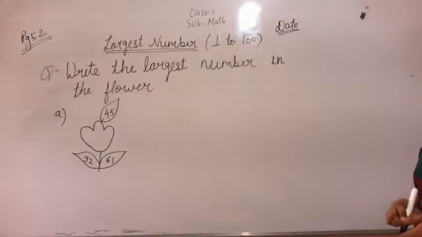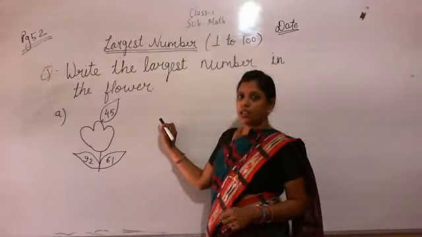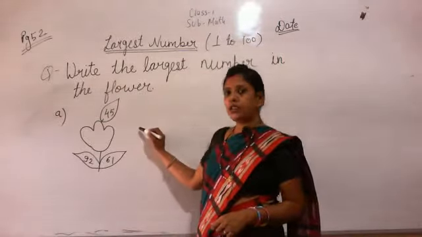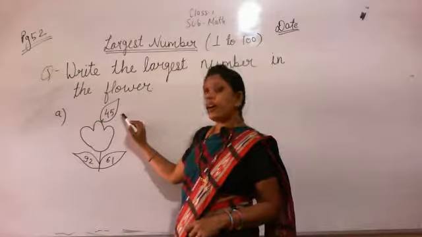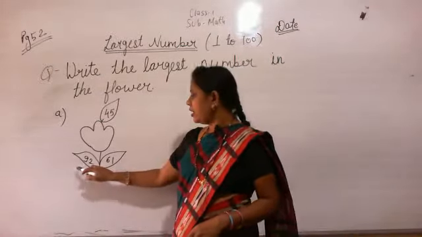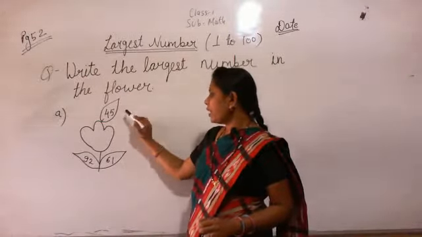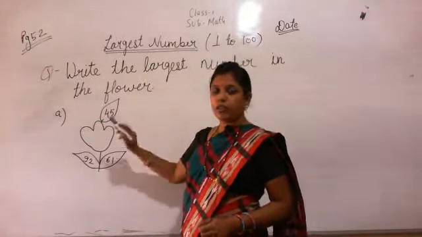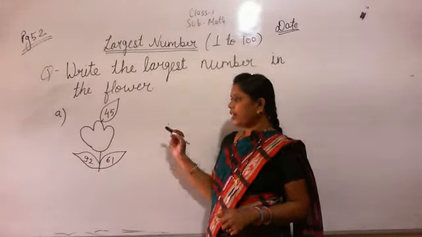Now what is our first step? Our first step is we read the numbers. The 3 numbers that are given, first we read them. What is the number? 45. The second number is 61 and here 92. What are the numbers? 45, 61 and 92. So identify the largest number. The largest number is 92.